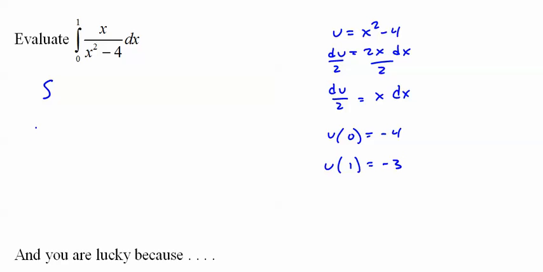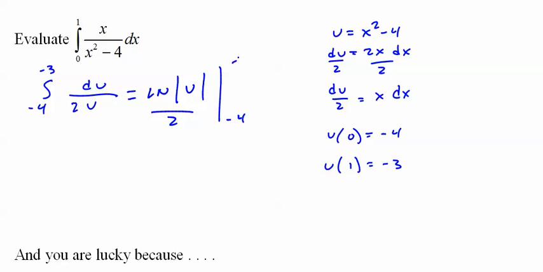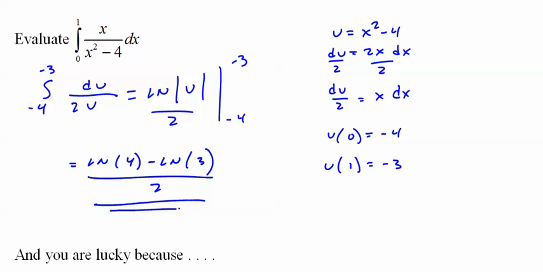Rewrite negative 4 to negative 3. Du over 2u equals natural log absolute value of u over 2 from negative 4 to negative 3. Thank goodness we have that absolute value. Otherwise, we couldn't do this. Natural log of, I'm just going to put it in as 4, minus natural log of 3, because it's absolute value, over 2. I will personally accept that as an answer.